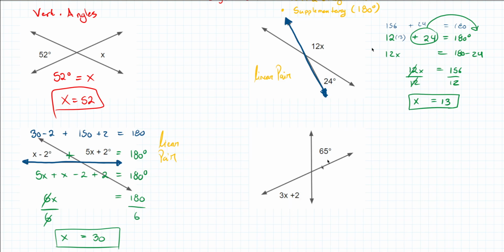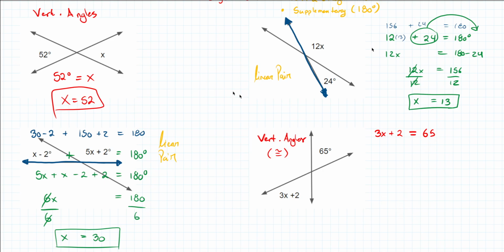Okay, last one right here. Are these two angles a linear pair or are they vertical angles? Well, they're opposite of each other. They go across that point of intersection. So I think these are a set of vertical angles. So I'm going to label that vert angles. And now I'm going to solve. Well, vertical angles, remember, they are congruent. They're equal to each other. So 3x plus 2 is equal to the other angle, 65.